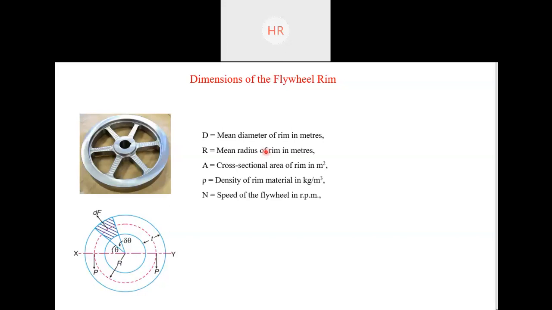N is the speed of flywheel in RPM. Omega is the angular velocity of flywheel in radian per second. And V is the linear velocity at the mean radius. Whatever the velocity at mean radius is denoted by V. In this figure, you can see this purple dashed line is the mean radius.